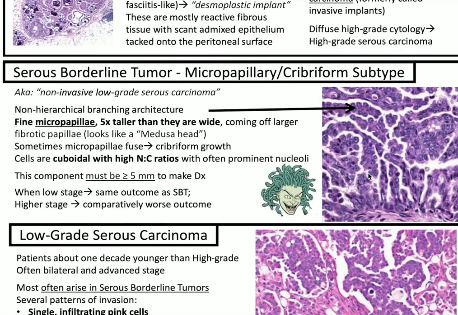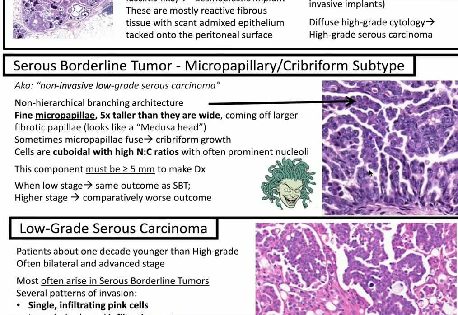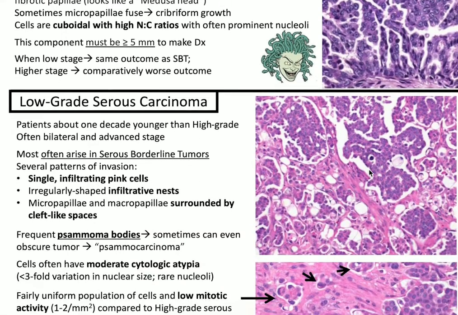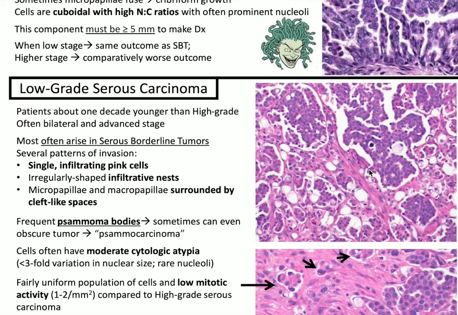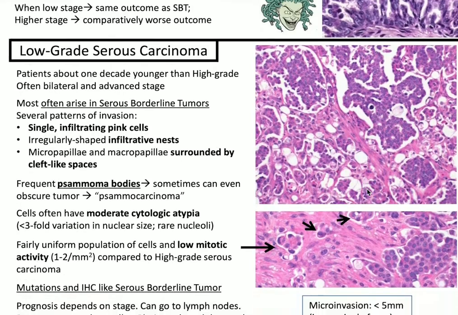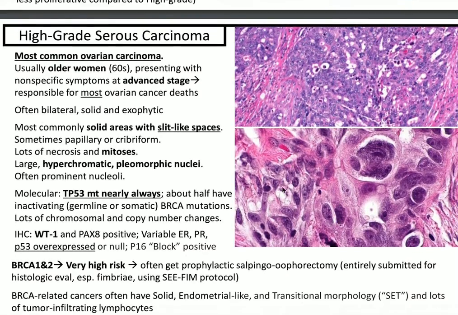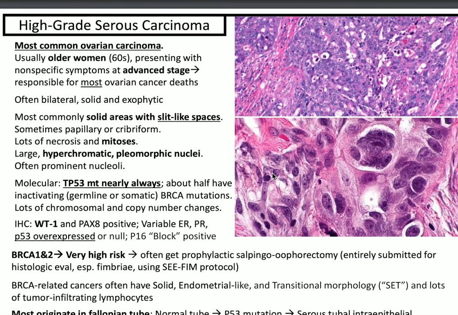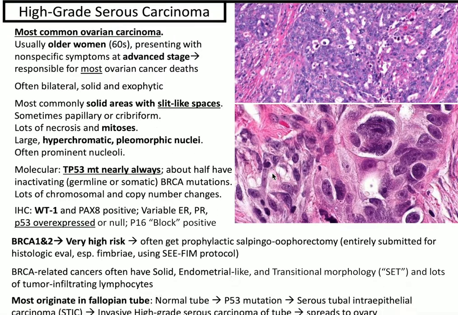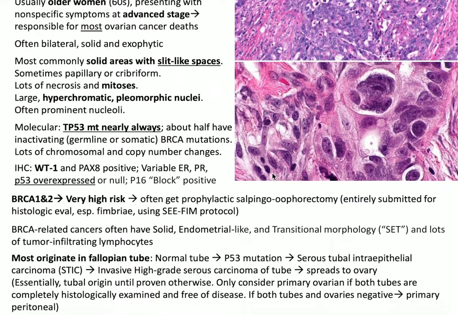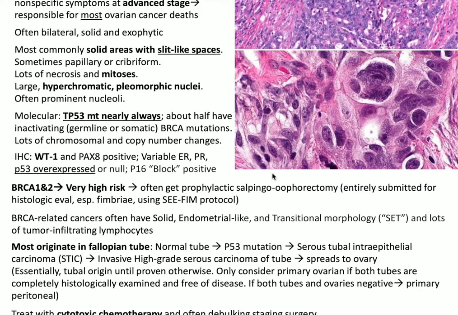Serous borderline tumor with micropapillary or cribriform subtype: you have fine micropapillae 5 times longer than they are wide, looking like Medusa head, and this component must be greater than or equal to 5 millimeters. Low-grade serous carcinoma: frequent psammoma bodies, single infiltrating pink cells, infiltrated nests surrounded by cleft-like spaces, often arises in serous borderline, low mitotic activity. High-grade serous carcinoma, most common ovarian carcinoma: solid areas with slit-like spaces, lots of mitoses, lots of necrosis, lots of hyperchromasia, pleomorphism, driven by TP53 mutation, WT1 PAX8 positive, variable ER PR, and P16 block positive.